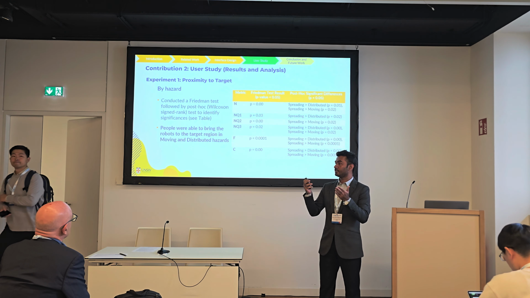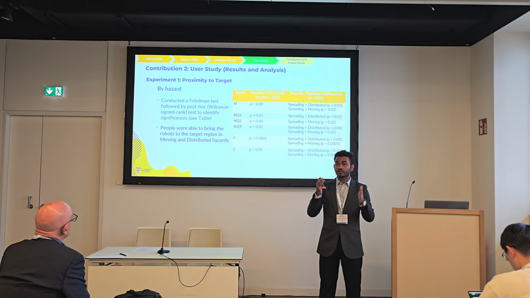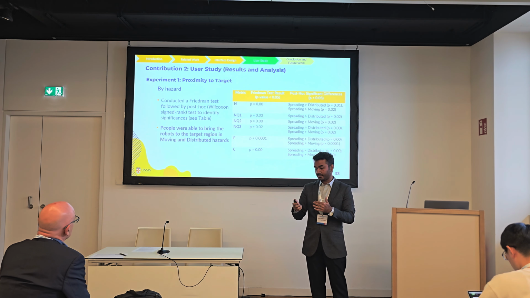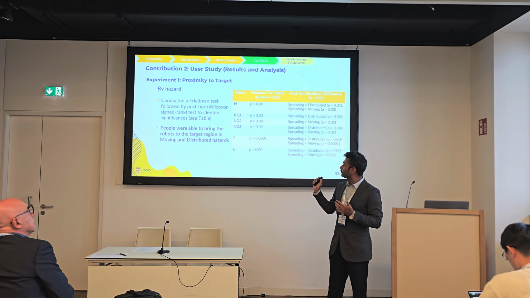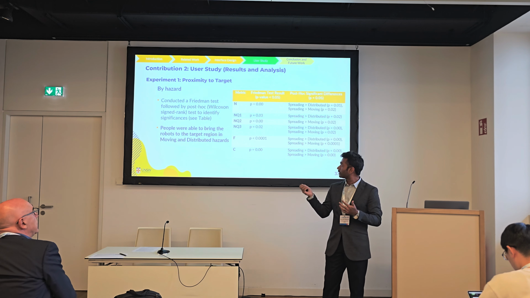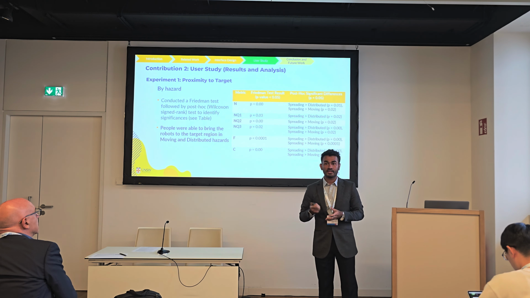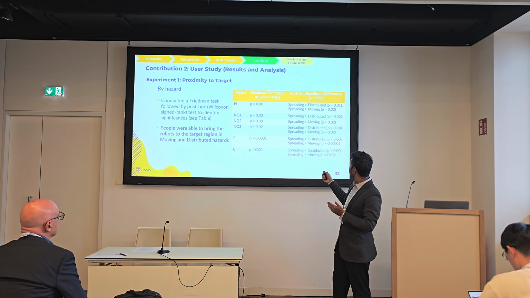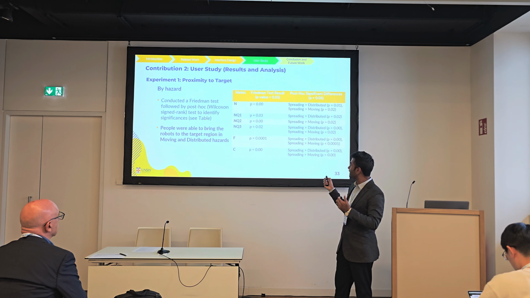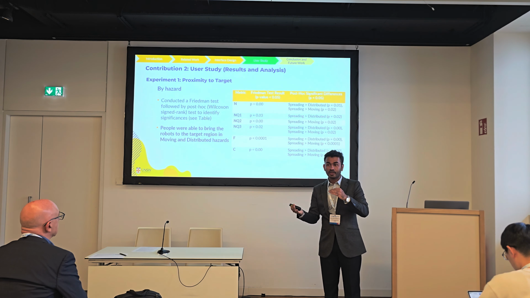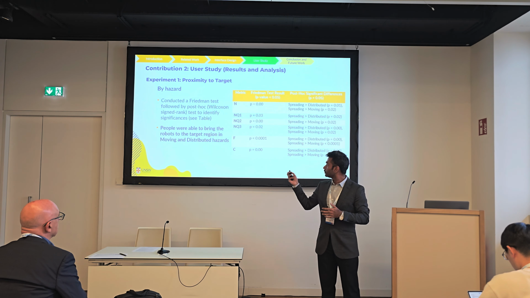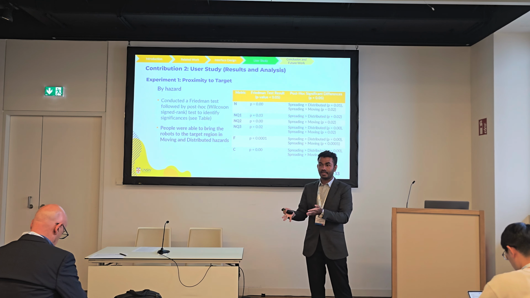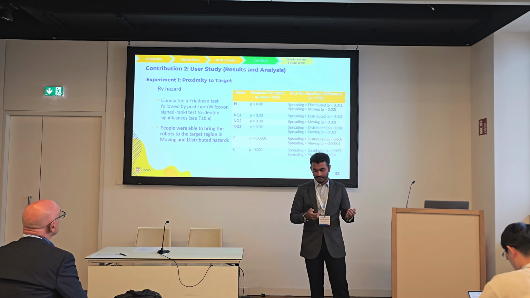We did the same analysis for each hazard type as well, comparing which hazard types had which kind of performance. In this table, we show the Friedman test results followed by a post hoc Wilcoxon signed rank test to identify the significance between the hazards. The easiest way is, if you look at distributed and moving hazards, they have low values. A low distance value means higher task performance. That means people were able to bring the robots to the target region in moving and distributed hazards when compared to the spreading hazard.